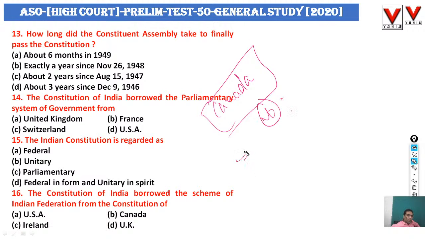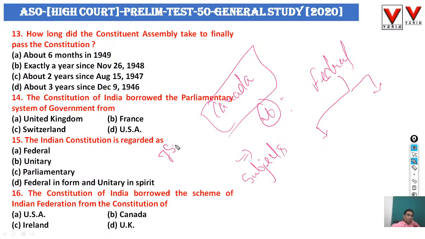In the case of Canada, there is also the same system, the union and the states. For the separation of power in the federal structure, there are subjects. In our case, those subjects are mentioned in the seventh schedule of the Constitution. In the seventh schedule, there are three lists on which the subjects are mentioned: one is the union list, another is the state list, and the other is the concurrent list.